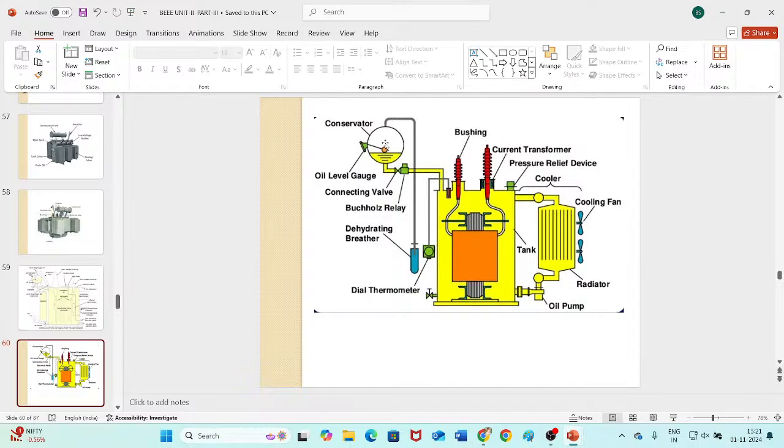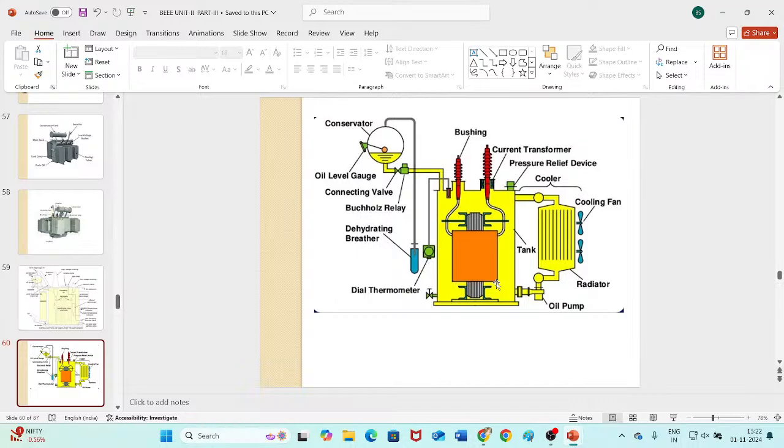Now, you can see that the transformer is fully filled with oil. If the oil level decreases within the tank, then immediately the oil from the conservator will move towards the transformer tank and fill it. Oil level may decrease because of faults, internal or external faults, or because of aging. After a certain period, the oil ages.